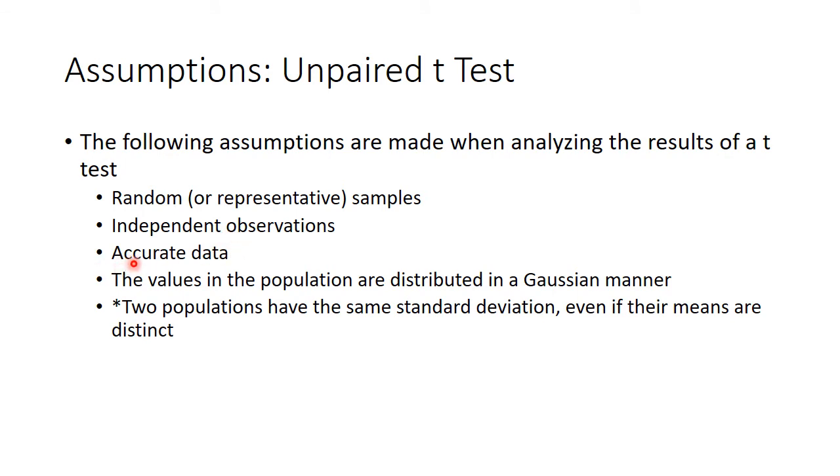Hopefully the data is accurate. Hopefully the values are going to be distributed in a Gaussian manner. And again, we're going to see that the two populations have the same standard deviation, even if the means are going to be distinct from one another. This is not always going to be an absolute, but hopefully you're not going to see wide ranges in the standard deviation, or in the variability of the data. That's hopefully something we're going to be looking at as well when we look at the results of the literature.